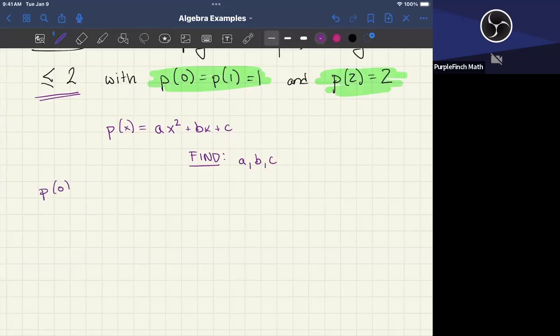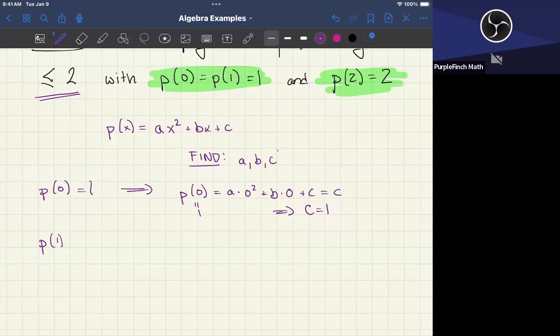P of 0 is equal to 1. All right, so when we plug in 0 for our x, we get a times 0 squared plus b times 0 plus c, which means everything cancels out except for our c. We know that p of 0 is 1, so we have c is equal to 1. All right, that's great. We've got one variable down. We know that one of our coefficients, our c value here, is equal to 1.